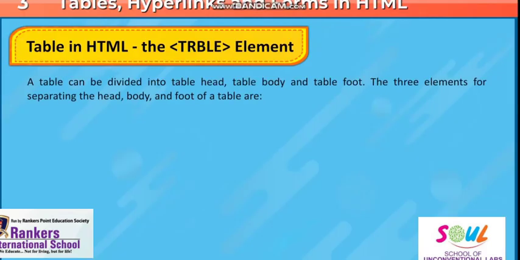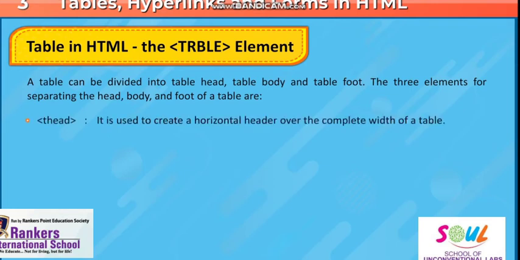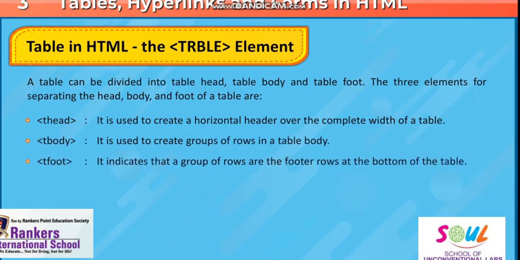A table can be divided into table head, table body, and table foot. The three elements for separating the head, body, and foot of a table are thead, which is used to create a horizontal header over the complete width of a table; tbody, which is used to create groups of rows in a table body; and tfoot, which indicates that a group of rows are the footer rows at the bottom of the table.